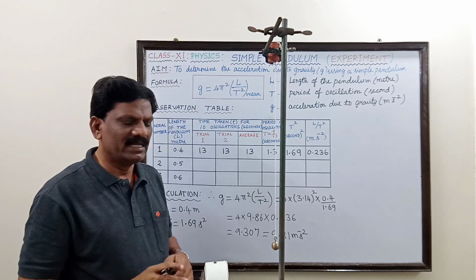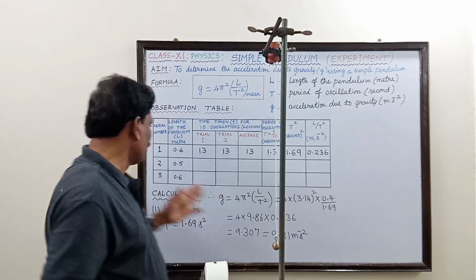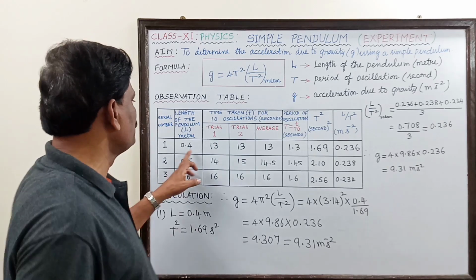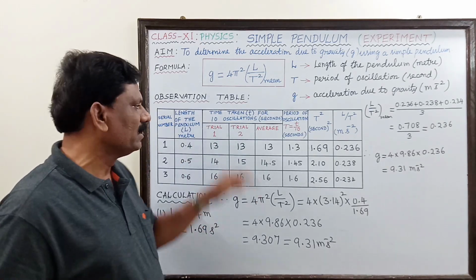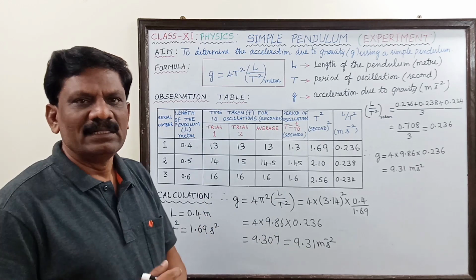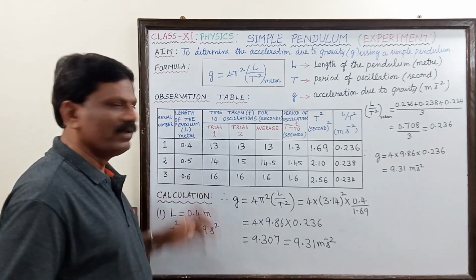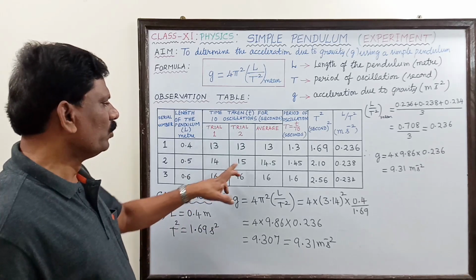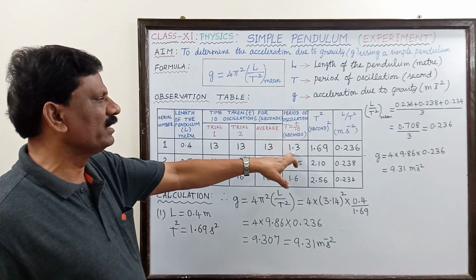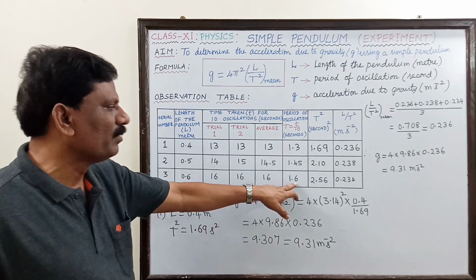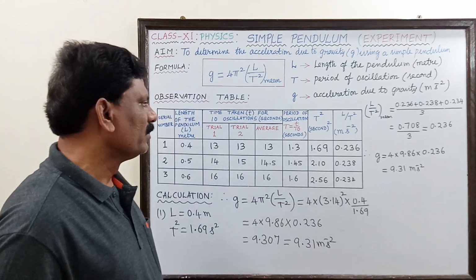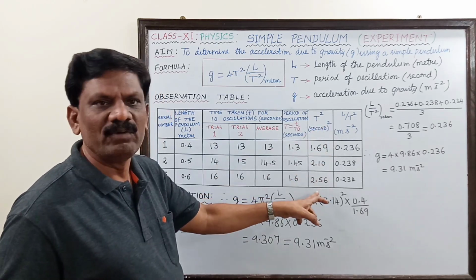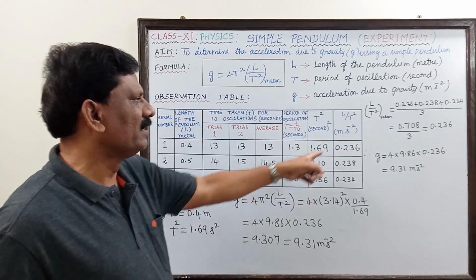Now I will change the length of the pendulum for what? 50 and 60 centimeters. So I told you, my dear students, first observation for 40 centimeters length we have calculated the time. Like that, when you repeat it for 50 centimeter and 60 centimeter respectively, you will get the period of oscillation as 1.45 second and 1.6 seconds respectively. Then you take a square value of T.